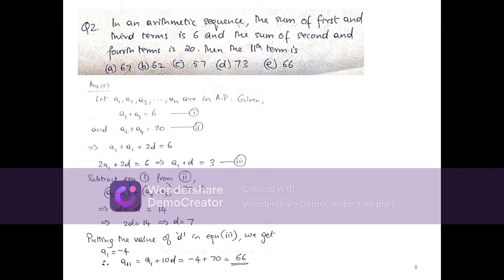So you have to keep in mind, first, I substitute A3 equal to A1 plus 2d. So when you subtract equation 1 from equation 2, A2 minus A1 plus A4 minus A3 equal to 20 minus 6. So A2 minus A1 equal to d, and A4 minus A3 is equal to d. Since this is the common difference, 2d equal to 14, so d equal to 7.